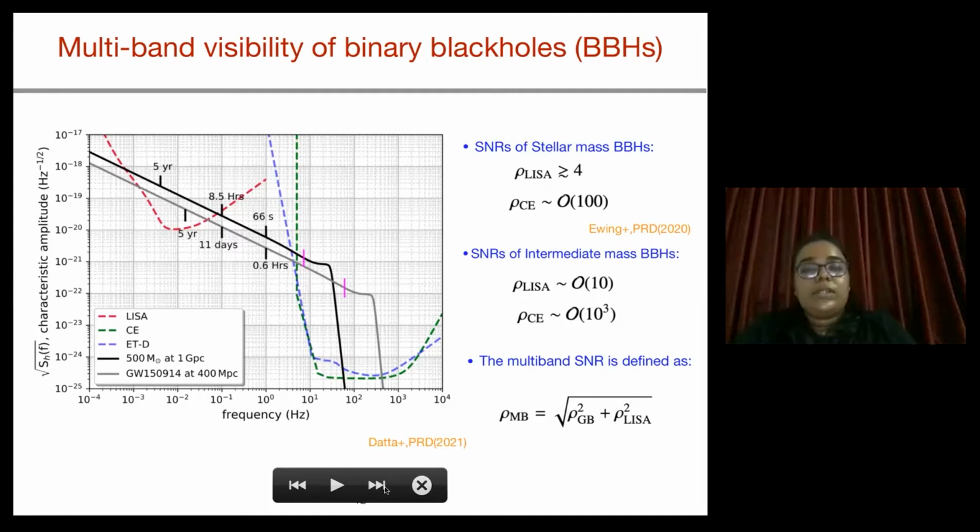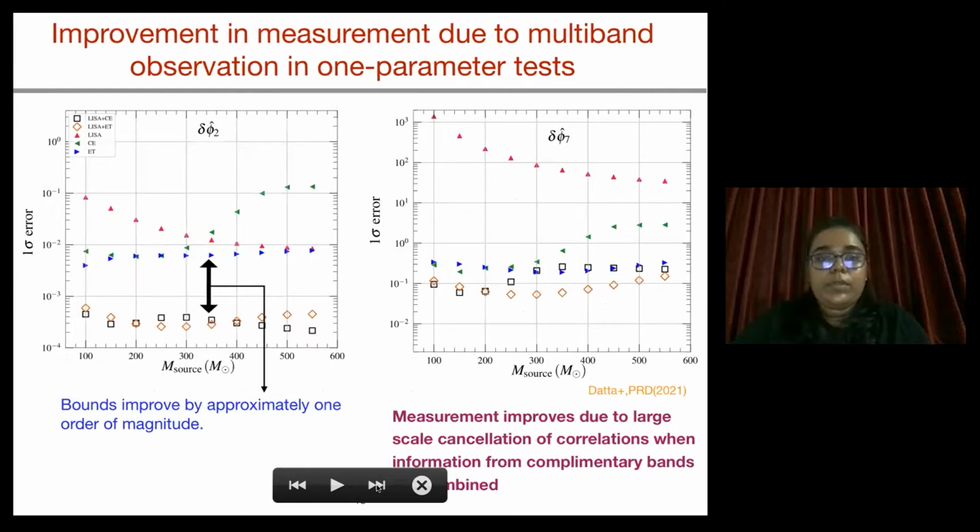So we can actually use this double observation and gather the information from both the bands and coherently combine them and see if it helps our purpose. And it turns out that yes, it does.